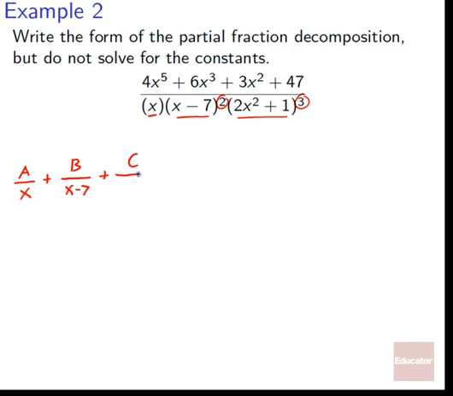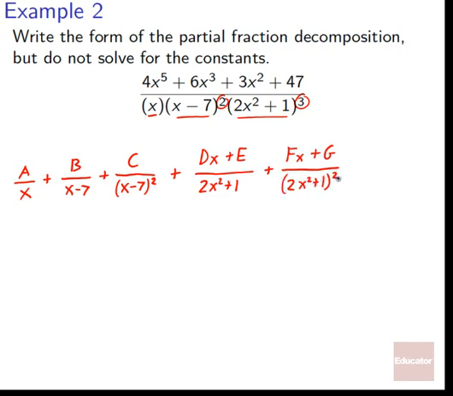So another constant, C over x minus 7, this time 2 of them, multiplicity 2, squared, plus Dx plus E, because now we're dealing with an irreducible quadratic. First time it showed up, so 2x squared plus 1, plus Fx plus G. I'm just counting off the alphabet at this point: A, B, C, D, E, F, G. Don't want to screw up my alphabet. 2x squared plus 1. Now we're at the second time, so squared, Hx plus I over 2x squared plus 1 cubed.